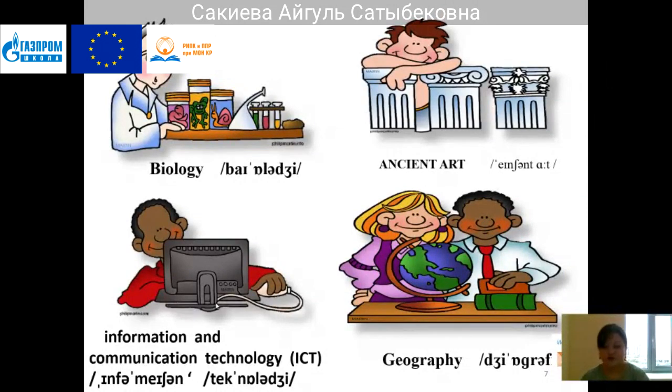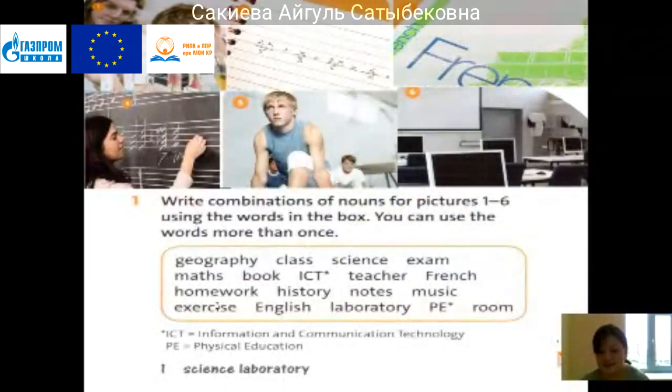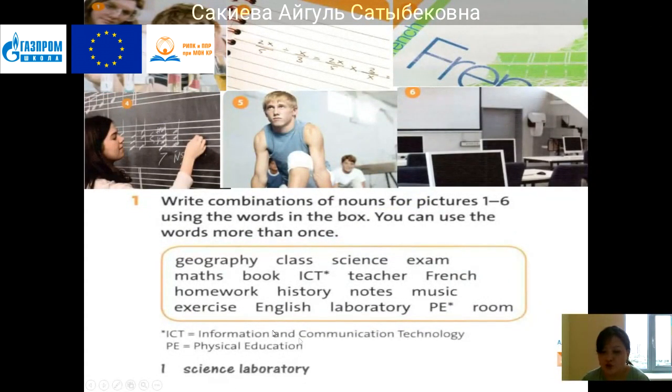This is geography. Okay, now we have taken some names of subjects, and let's do some exercises using the subject names and also some words related to school. So what do you need to do here? You need to combine two words and make it one word. For example, look at the first picture. What do you see? This is a laboratory. What kind of laboratory is it? This is a science laboratory.